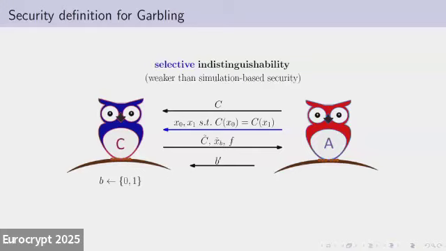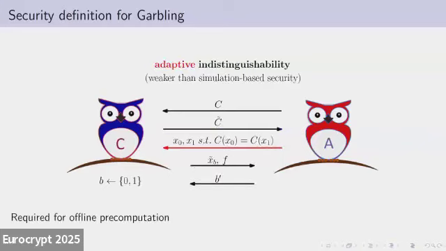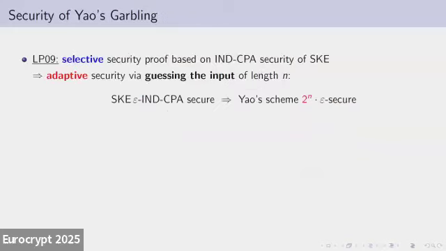However, in the standard application of garbling, we usually want to do this expensive circuit garbling ahead of time in a pre-computation phase. And to guarantee security in this scenario, we actually need strong adaptive security, where the input is chosen after the circuit was garbled, and that means it could even depend on the garbled circuit. So let me briefly recall what we know about security of Yao's garbling, and then go into what we know about free XOR-based garbling and what our results are.